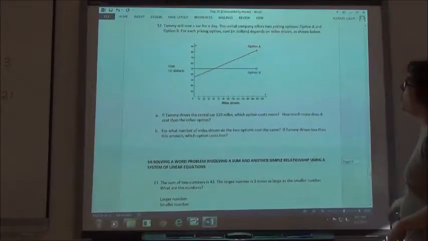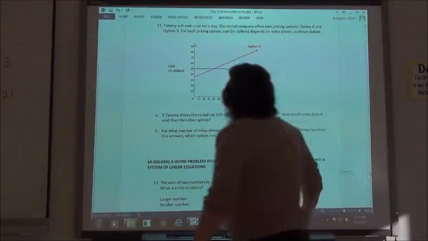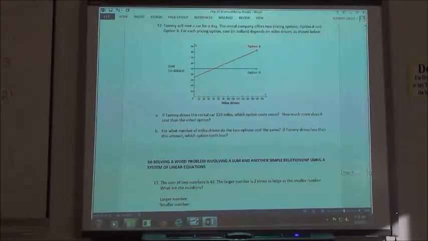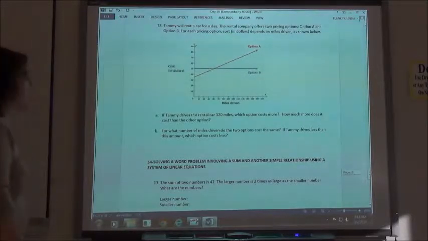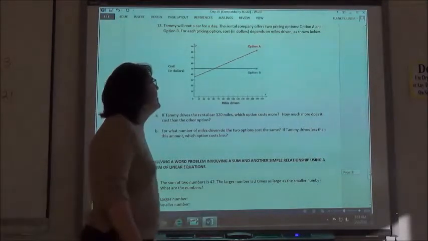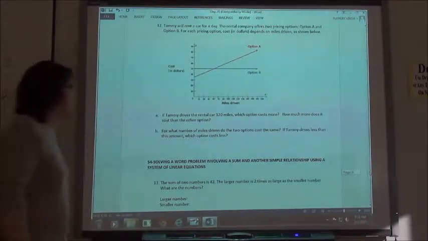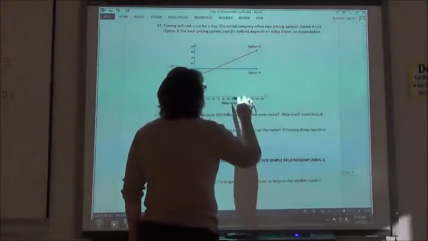Tammy is going to rent a car for a day. The rental company offers two pricing options, option A and option B. For each pricing option, its cost in dollars depends on miles driven as shown below. Hey, look at this one, it has a number in it. If Tammy drives the rental car 120 miles, which one costs me more? So looking at your graph at 120 miles, which one's going to cost more? Option A. Option A is going to cost me more.